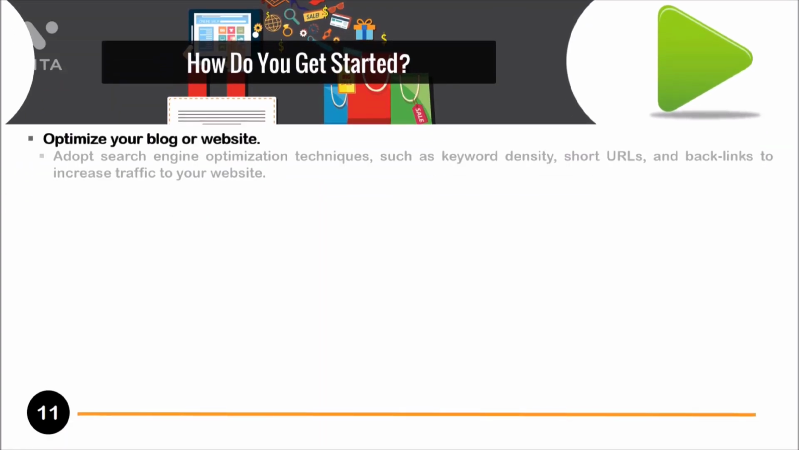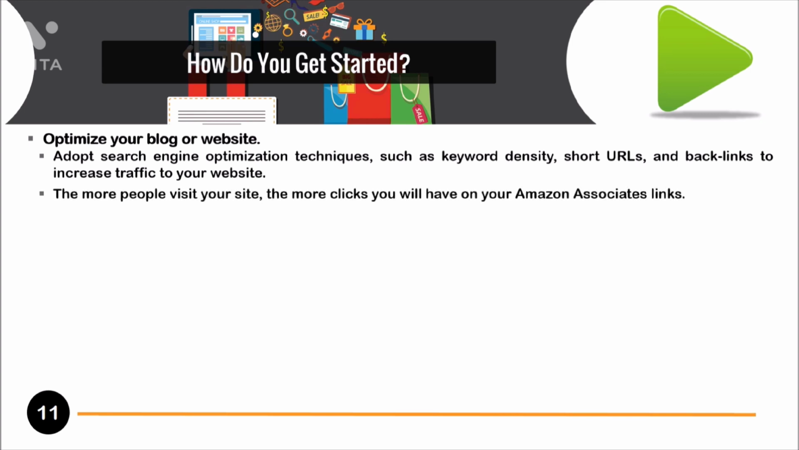Optimize your blog or website. Adopt search engine optimization techniques such as keyword density, short URLs, and backlinks to increase traffic to your website. The more people visit your site, the more clicks you will have on your Amazon Associates link.